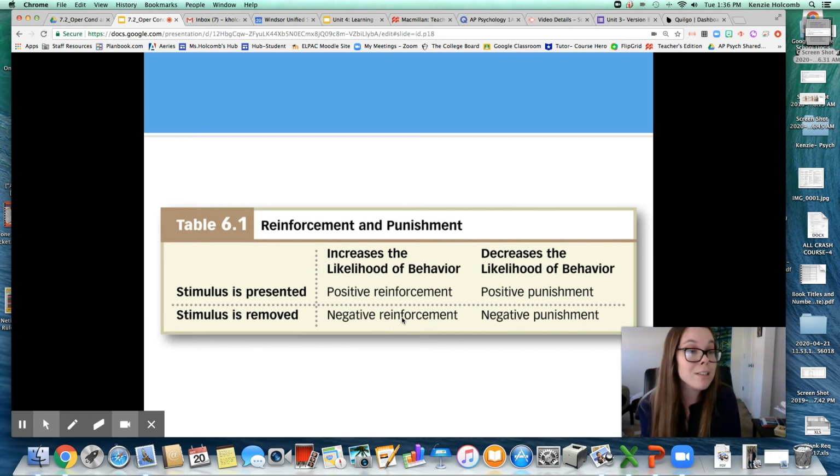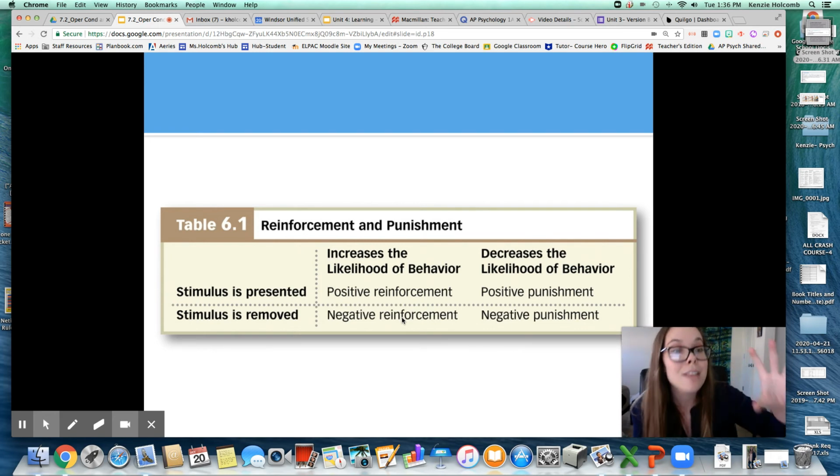I'm going to buckle my seatbelt to take away the beeping, which is where I'm in my desired behavior, now that I have my seatbelt on, right? So that's how we increase that behavior.